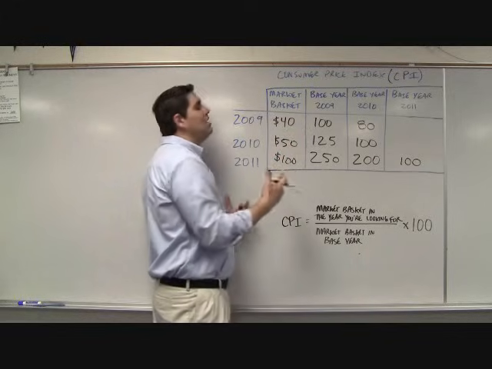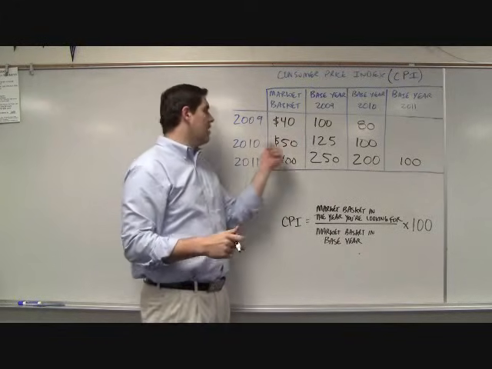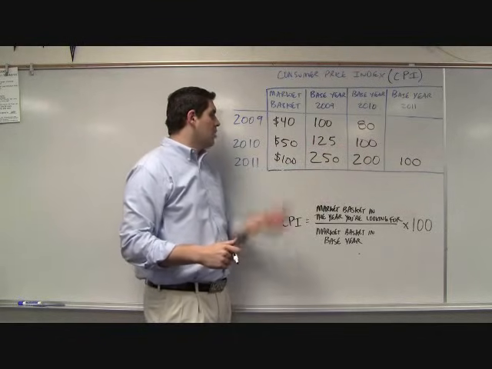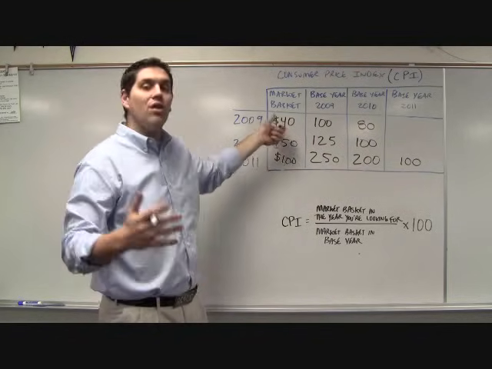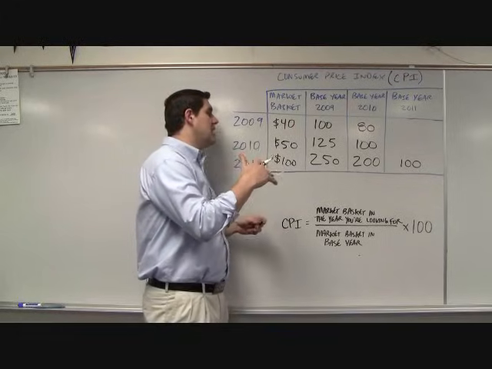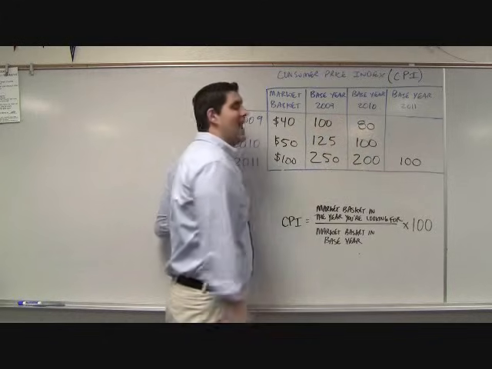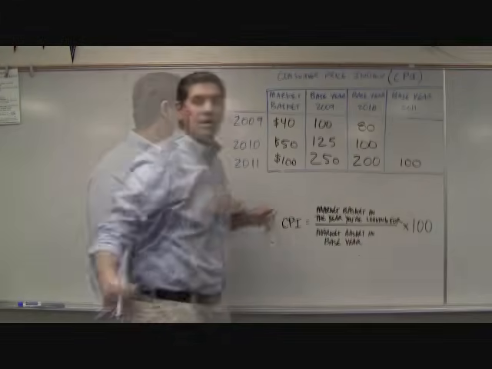Prices were $10 less back in 2009 compared to the 2010 base year right there, index. So if prices were $10 less, and $10 is what percent of 50? Well, it's 20%. Then the index number means this had to be 80. 80 was the CPI. All right, let's keep on going.